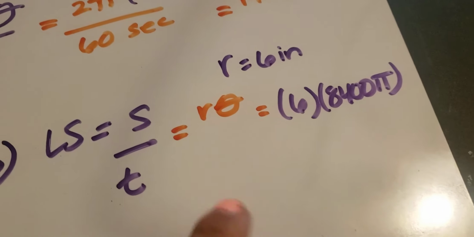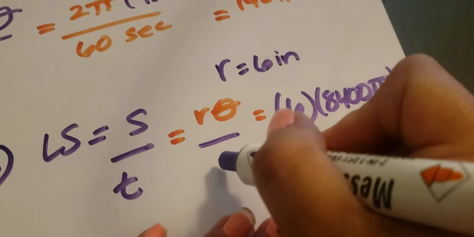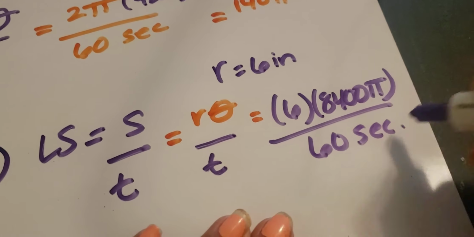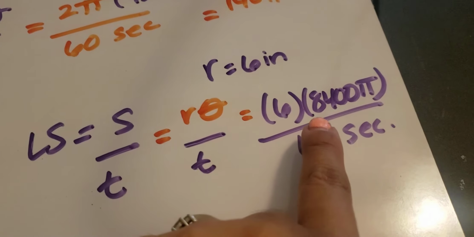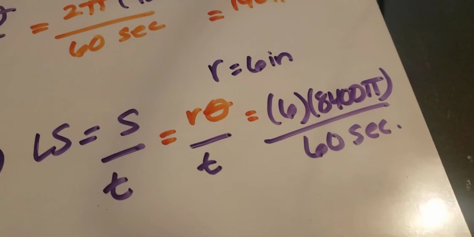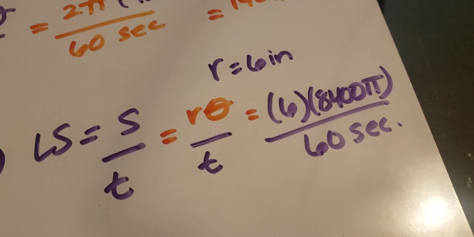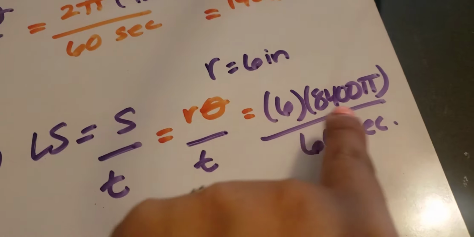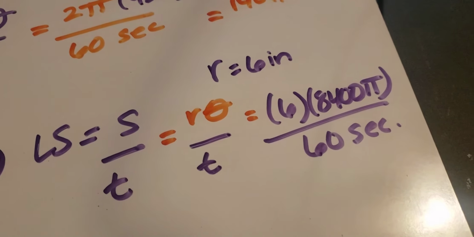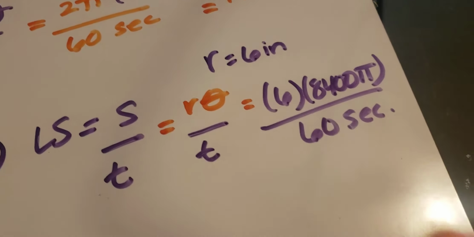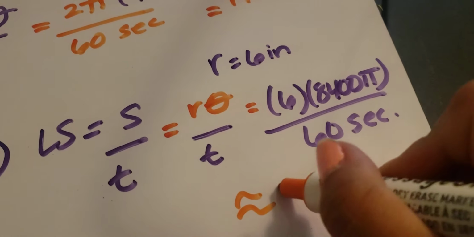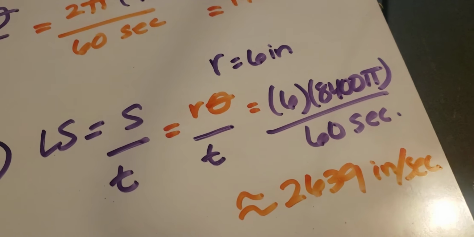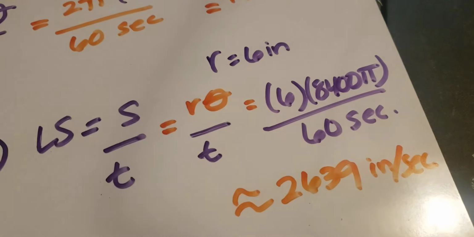Okay, and then our time, same thing. We want it in seconds, so that'll be 60 seconds. So 6 times 4,200 is 8,400 pi over 60 seconds, okay? And with linear speed, go ahead and just multiply everything through, including the pi, okay? And if you do that, you get approximately 2,639 inches per second. Okay, don't forget that the unit of measure there is inches.